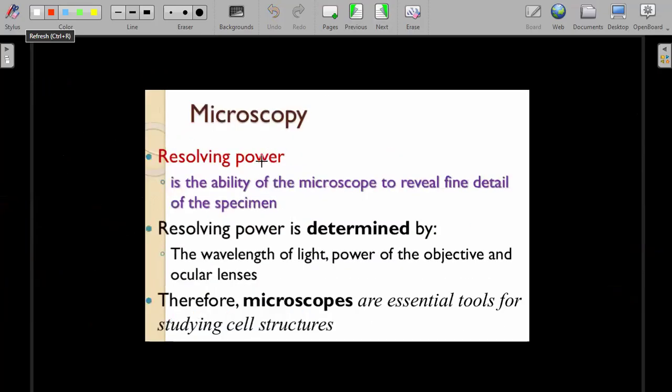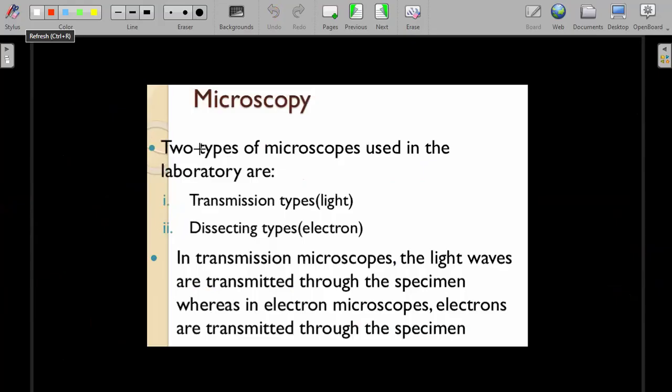Okay, so we've already talked about resolution. Then we have types of microscope. You have two types actually. There's what we call the light microscope, and what we call the electron microscope. So what do you understand by light microscope and electron microscope? What do you know about these two types of microscope?